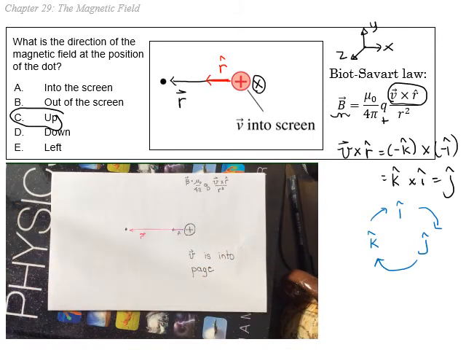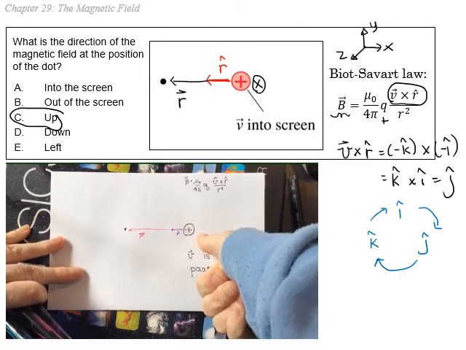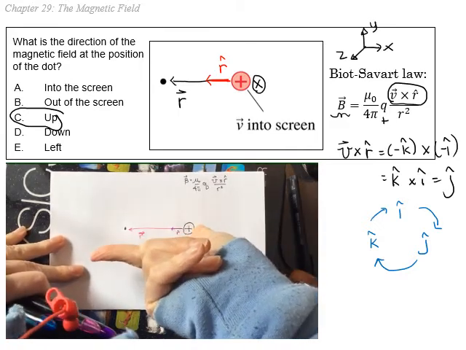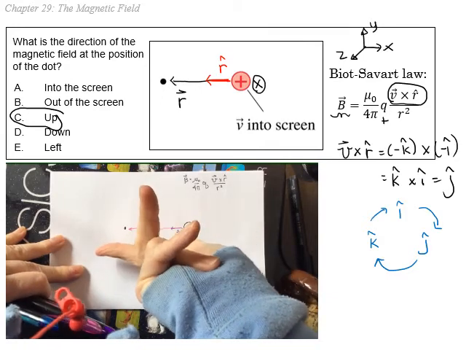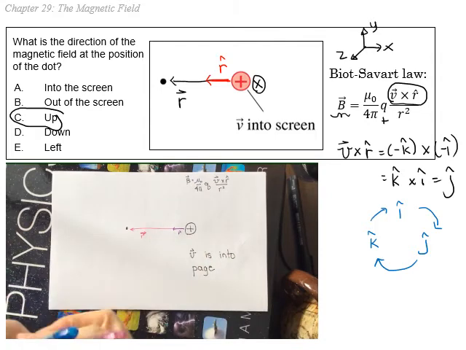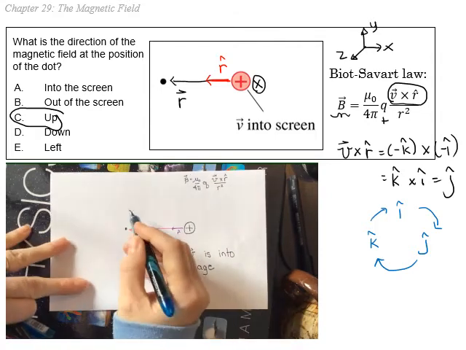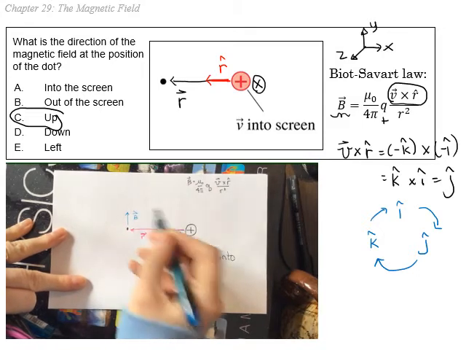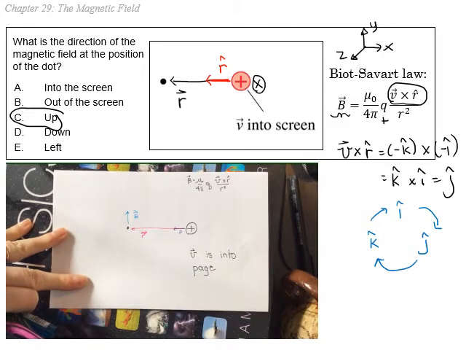So I'm going to put my thumb into the page, my index finger, so I'm twisting a little bit here. My index finger is in the direction of R. My extended middle finger shows my direction of B. That's towards the top of the page. So the direction of my magnetic field at that point is straight up. So that's a good thing. No matter which method we use, we get the same answer.